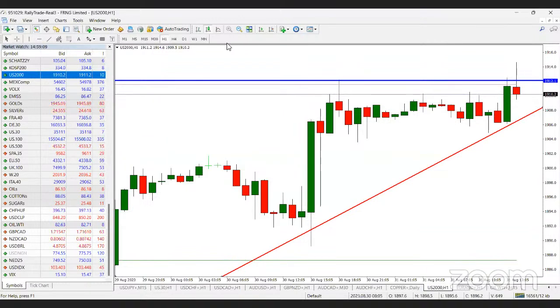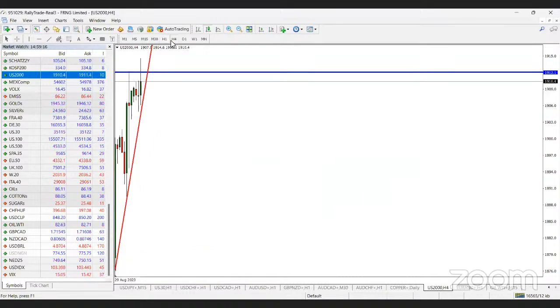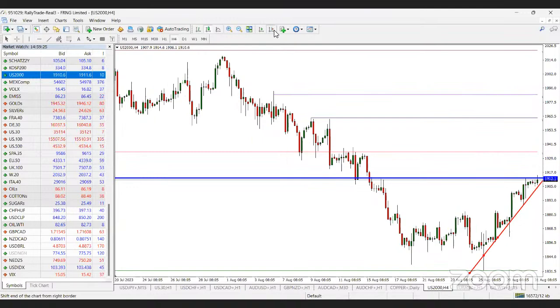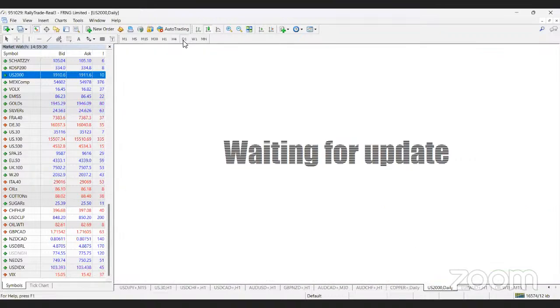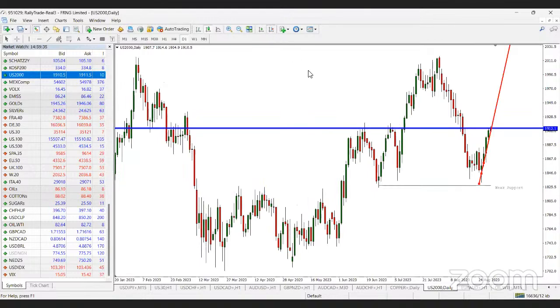So this is what we have. This is 1 hour. I've brought it back from 4 hours to 1 hour. Now, let's use the daily time frame. Okay, good. So US 2000 also did its bullish candle, but it's currently at a resistance, just like US 100 and just like US 30. You understand?